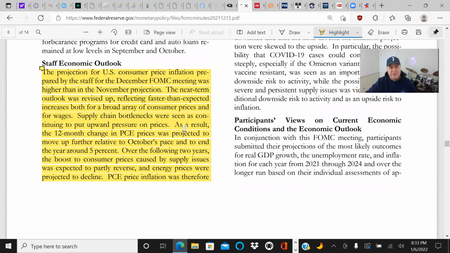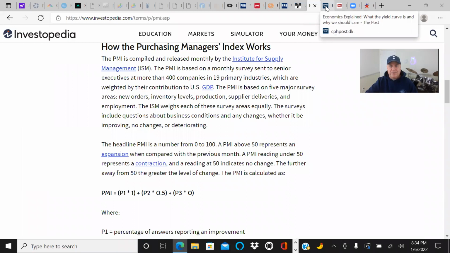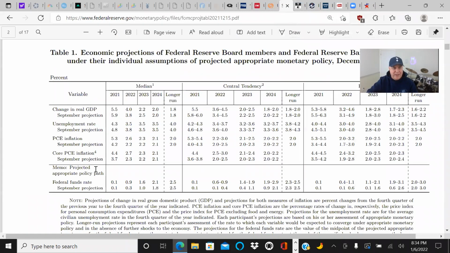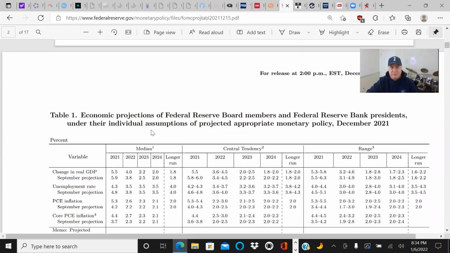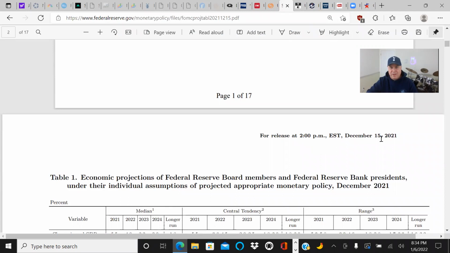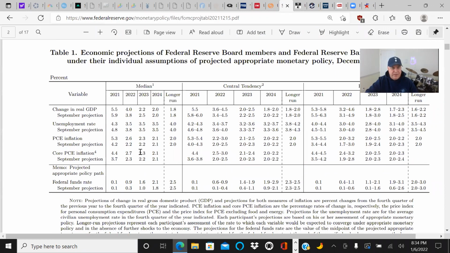So we're saying there's some inflation there. As a result, the 12-month change in PCE prices was projected to move up further relative to October's pace and to end the year around 5%. Well, we know that because it says right here in the CPI data, is that the PCE inflation, this is right out of the summary of economic projections that was released at 2 p.m. on December 15th after this meeting, that the inflation was going to be 5.3% at the end of 2021, and then would decline to 2.6, 2.3, 2.1, and finally settle in at 2 in the longer run, right? So we knew all this.